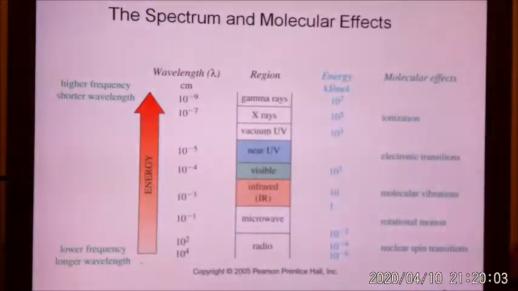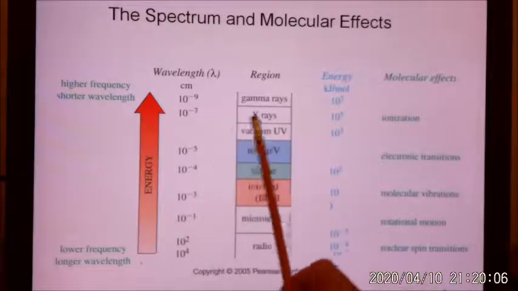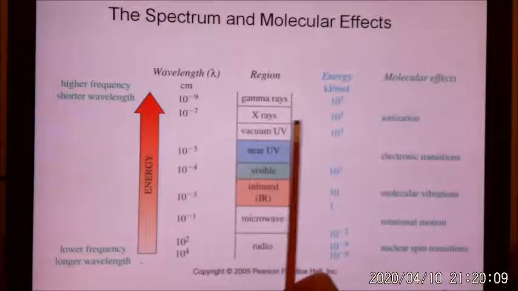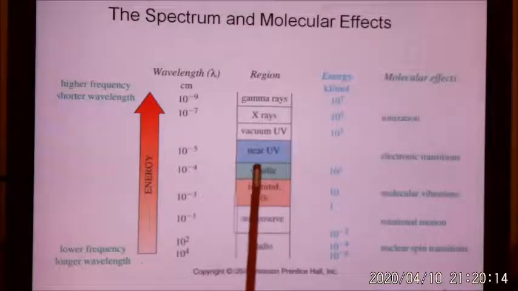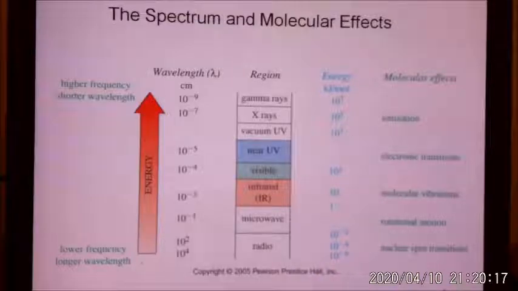So again, here's a summary. When we look at gamma rays, X-rays, and the vacuum UV, these are ionization effects. When we look at near UV and visible, the UV-Vis, we're looking at electronic transitions. When we look at infrared, we're looking at molecular vibrations. Microwave, we won't be talking about, but you do get rotational motion, and that's how microwave ovens work, because they cause rotational motion of water. And then the radio waves are our nuclear spin transitions.